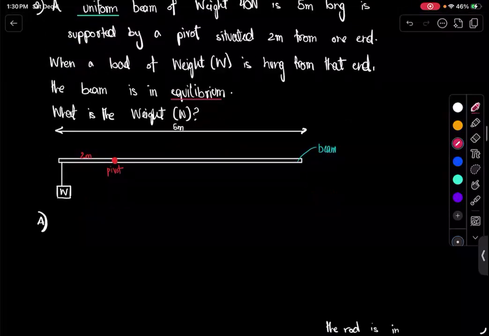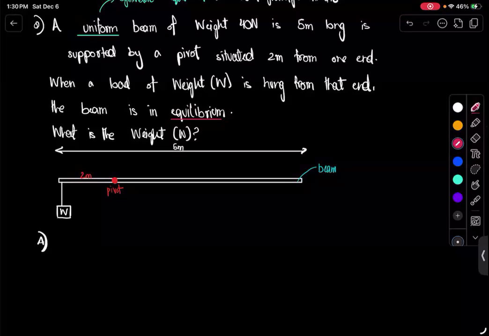Always write down in a question of moments: if you read the word equilibrium, that means the sum of clockwise moments is equal to the sum of anti-clockwise moments. If you add up all the clockwise moments and all the anti-clockwise moments, they should be equal. Okay, Hania has said 60 newtons. It might be right.